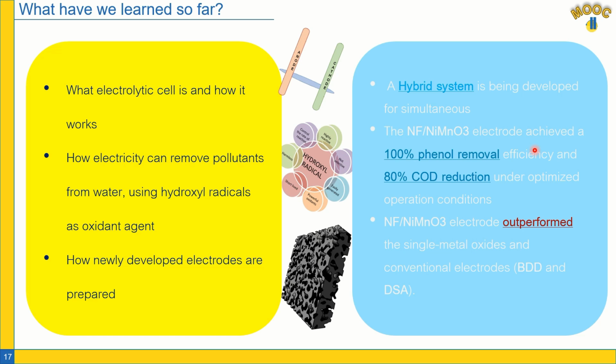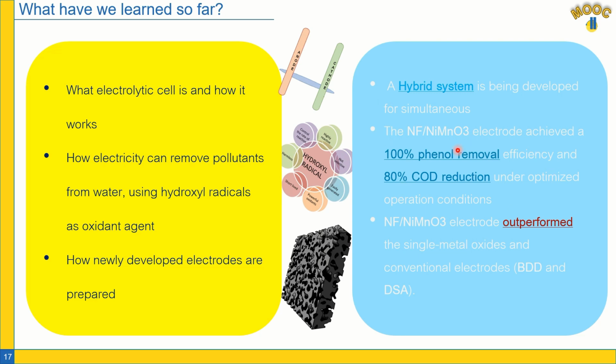So what we have learned so far in this lecture: what an electrolytic cell is and how it works, how electricity can remove pollutants from water using hydroxyl radicals and as an oxidant agent, how newly developed electrodes are prepared, and the achievements of the project. A hybrid system is being developed. We are developing this hybrid system for CO2 reduction and wastewater treatment.